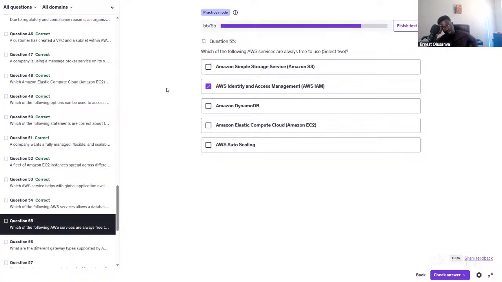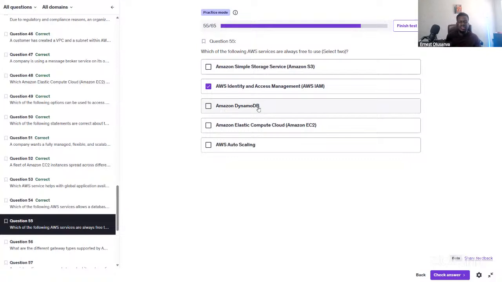The other one we have to look at now, we have to look at all the services and say which one do we not pay for as a service itself. You pay for S3, for objects stored in S3 and objects that are transferred out of S3, you pay for those. You pay for your database, DynamoDB, right?